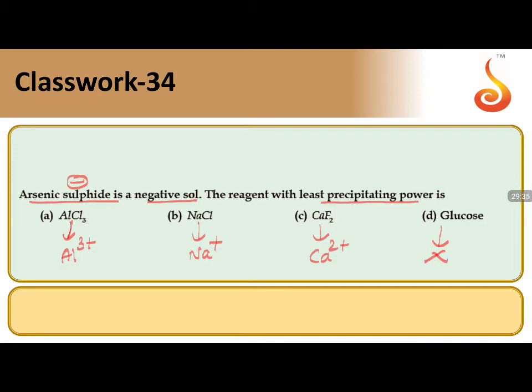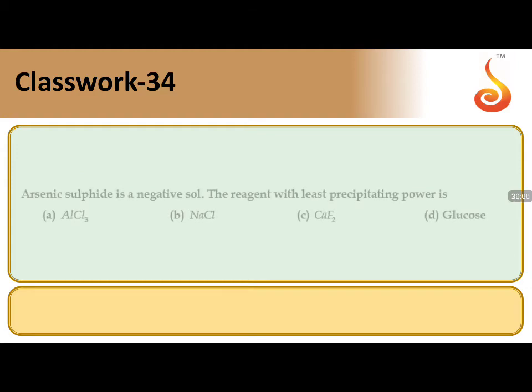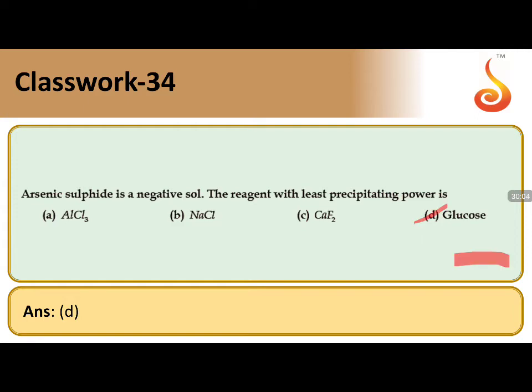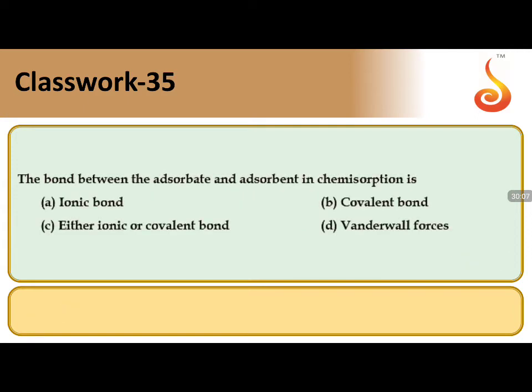No ion is coming from glucose. It is a non-electrolyte, so it cannot precipitate arsenic sulfide easily. So when you say the power is least, it is only for glucose. It cannot coagulate, whereas Na plus can coagulate, Ca2 plus can coagulate, Al3 plus can coagulate. Glucose cannot coagulate, so the only option with the least power is glucose. Very fine. Coming to the 35th question.